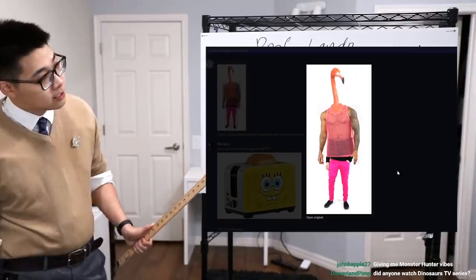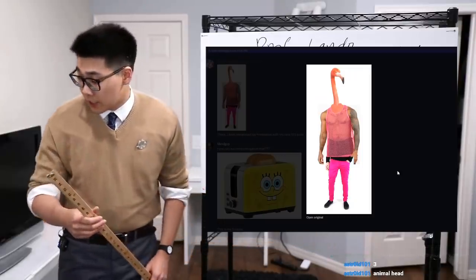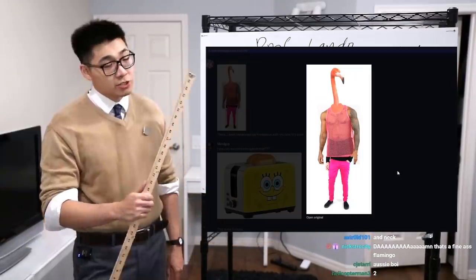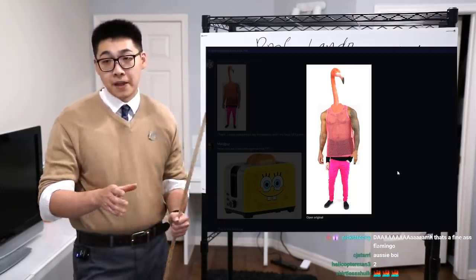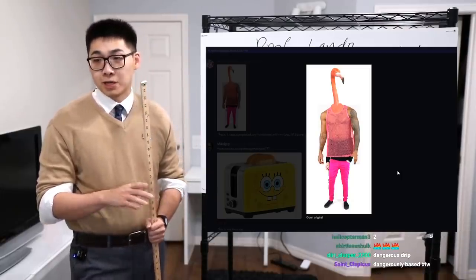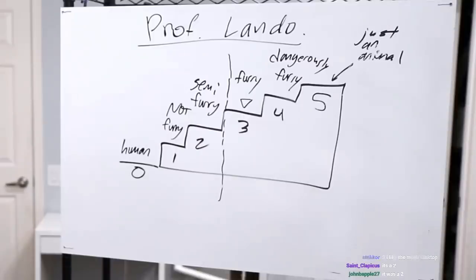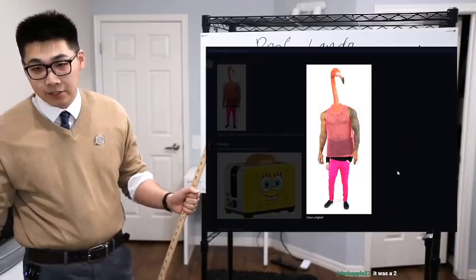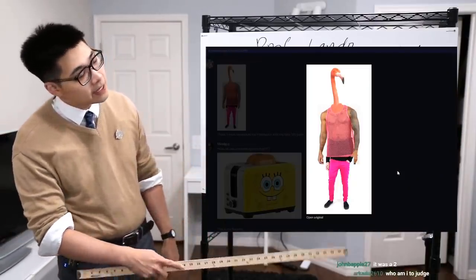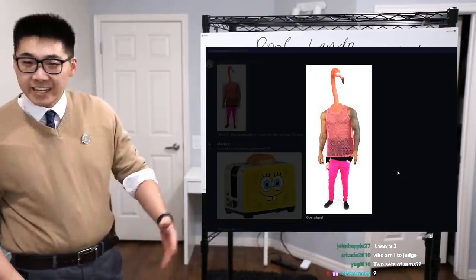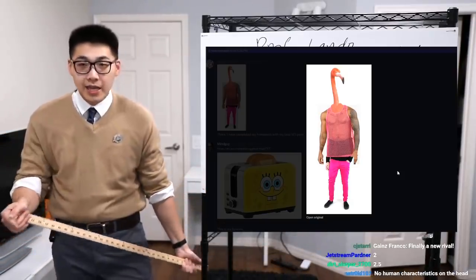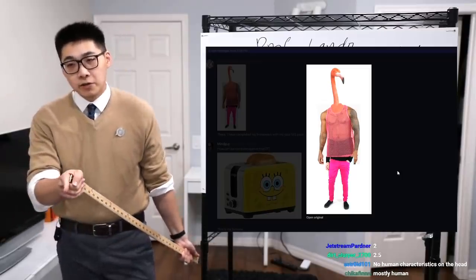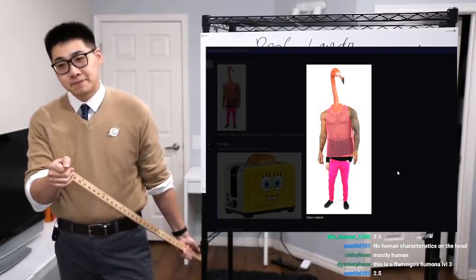B+. Style petite. Pink is my favorite color, and I've got half a mind to give it an A just based on that. Similar to the first one. Very similar to the first one, actually. What did we say the first one was? Did we say the first one was a 2? Okay, so you're saying this is semi-furry. If I said this is semi-furry, it is sort of like a 2.5. I think I'd lean towards 2. But no human characteristics on the head. It's a tough one. Same conundrum.